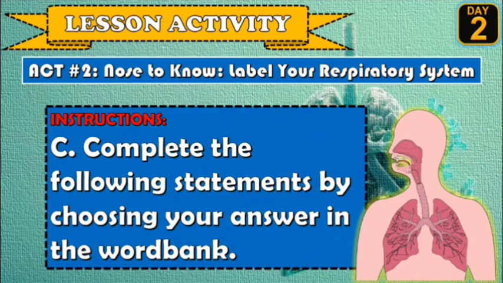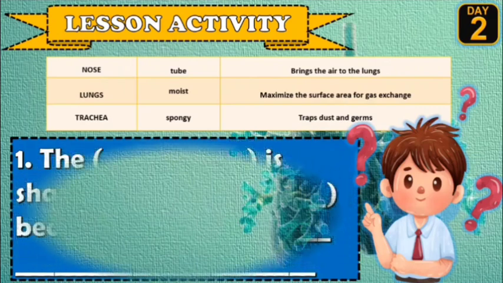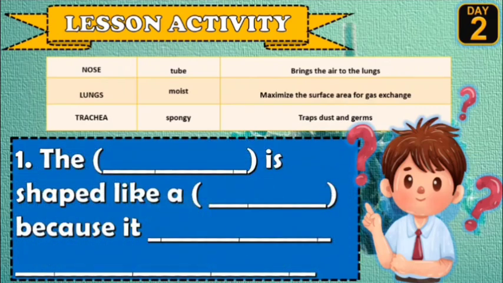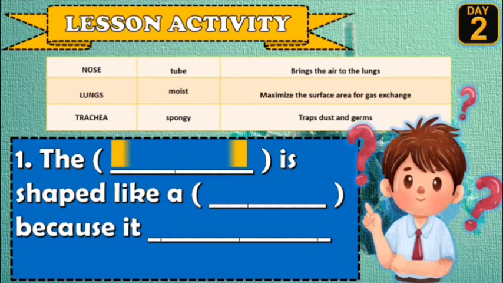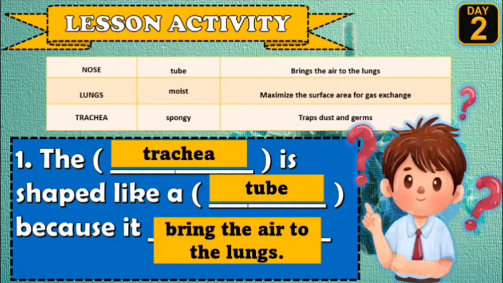Instruction: complete the following statements by choosing your answer in the word bank. So we have, in column 1, the part, in column 2, the texture, and then column 3, the description. So in number 1, the blank is shaped like a blank because it blank. So the answer is the trachea is shaped like a tube because it brings the air to the lungs.